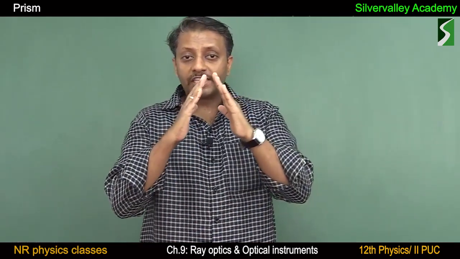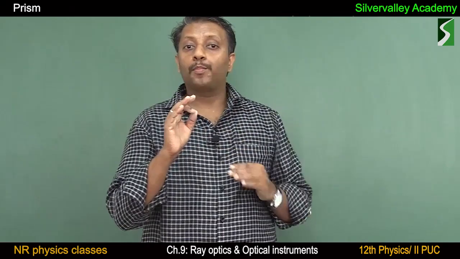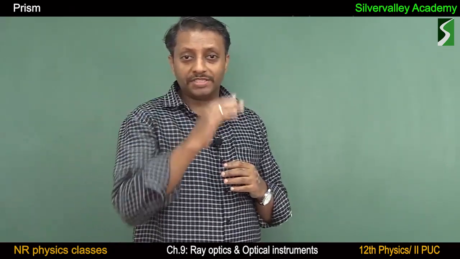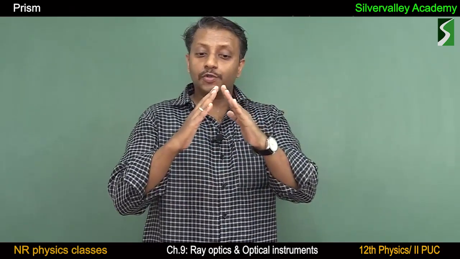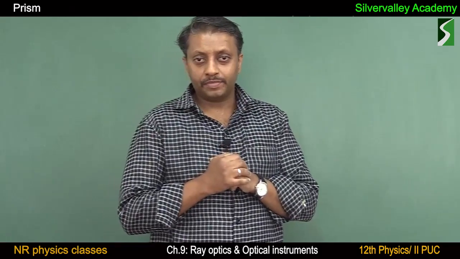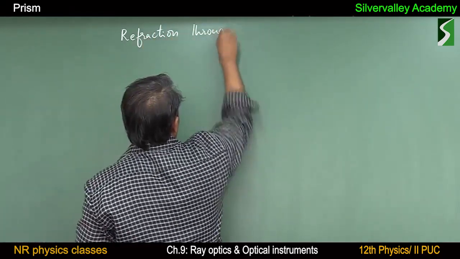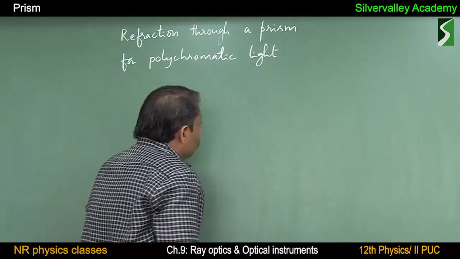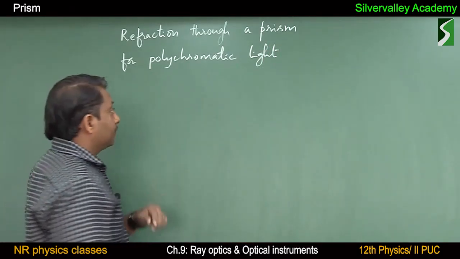Now, refraction through a prism for polychromatic light. Polychromatic means many wavelengths. So, refraction through a prism for white light also comes under polychromatic. Let us go through refraction using ray diagram for polychromatic light.